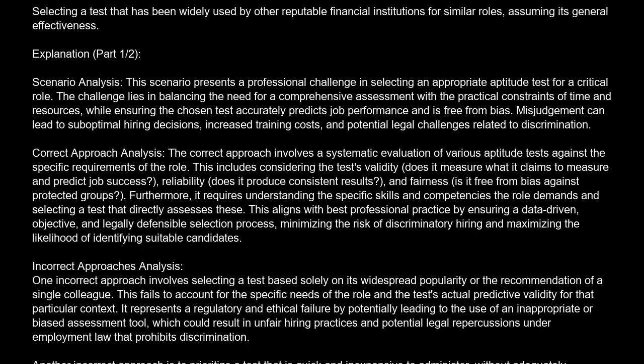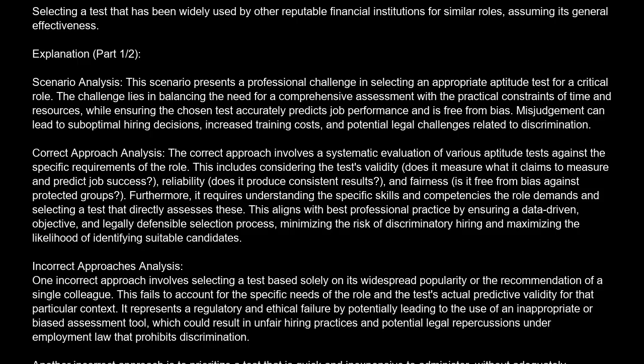Correct approach analysis. The correct approach involves a systematic evaluation of various aptitude tests against the specific requirements of the role. This includes considering the test's validity. Does it measure what it claims to measure and predict job success? Reliability. Does it produce consistent results? And fairness. Is it free from bias against protected groups?